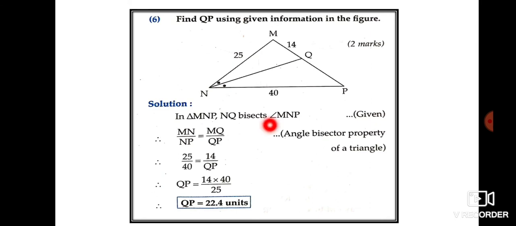Whenever you start the sum, you have to mention which triangle we are talking about. So, in triangle MNP, you will say NQ bisects the angle MNP. Therefore, you write the property over here, substitute the values, cross multiply, calculate and get QP equal to 22.4 units.